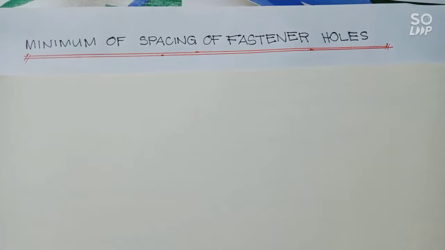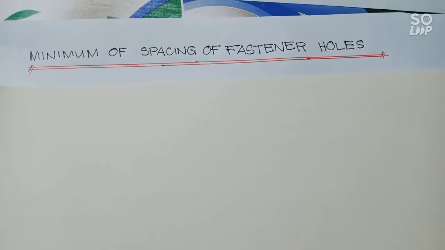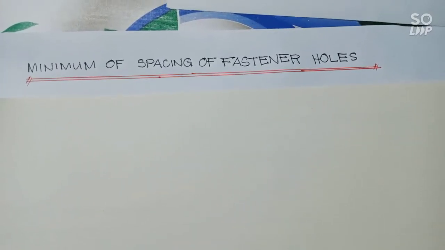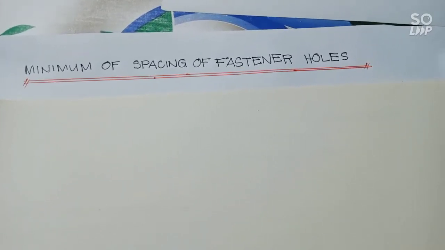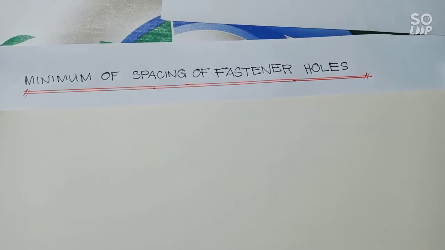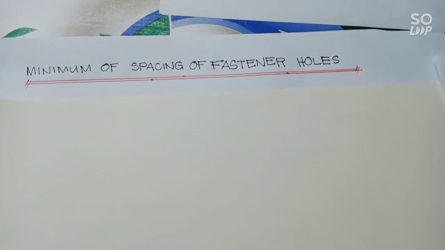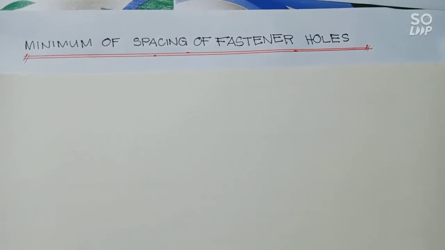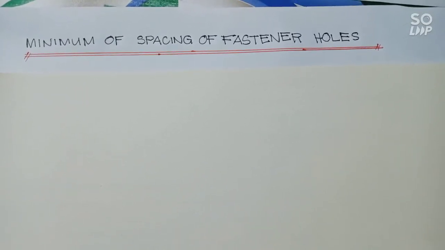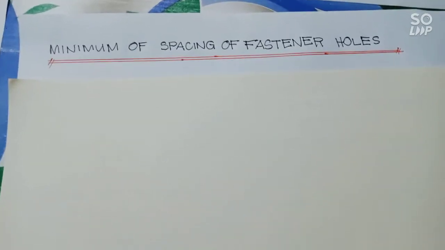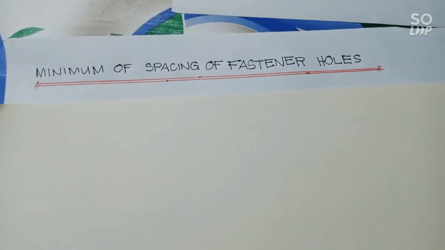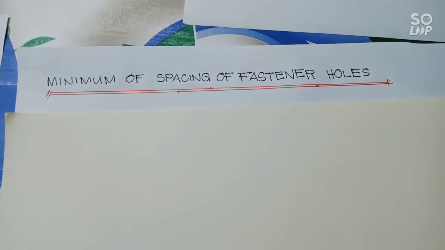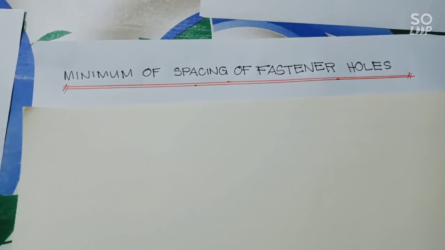My name is Edcel Araña and I'm here today to report on the minimum spacing of fastener holes. We have already learned that there are three types of bolted connection holes: standard size, oversize, and the long, short, slotted holes. In this topic, we will tackle finding the minimum spacing of fastener holes, which is the distance between the centers of the standard, oversized, or slotted fastener holes.